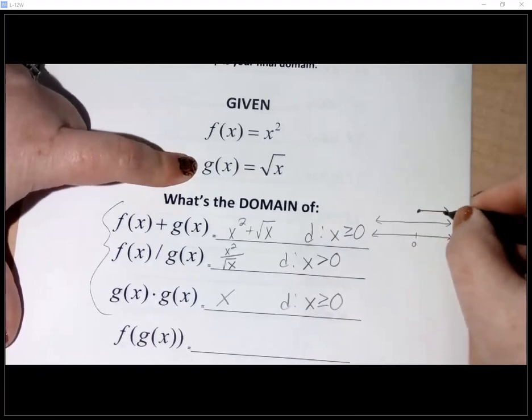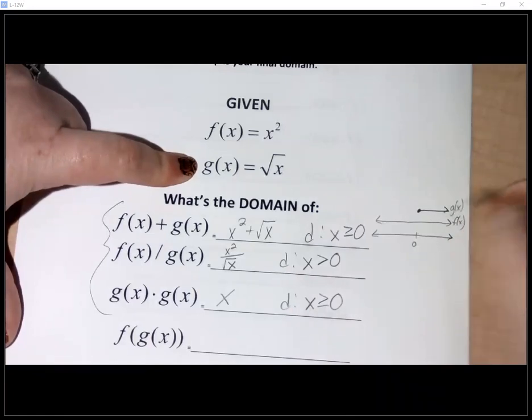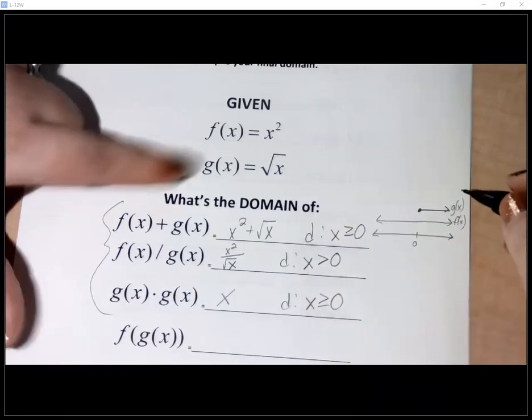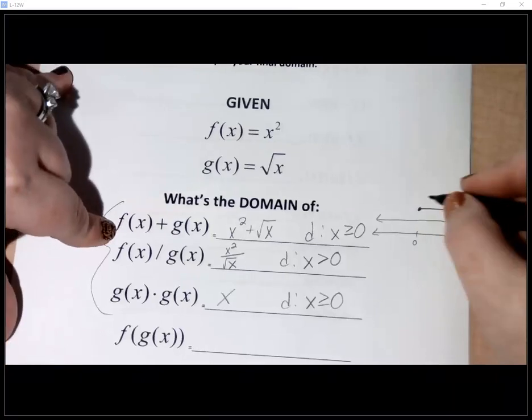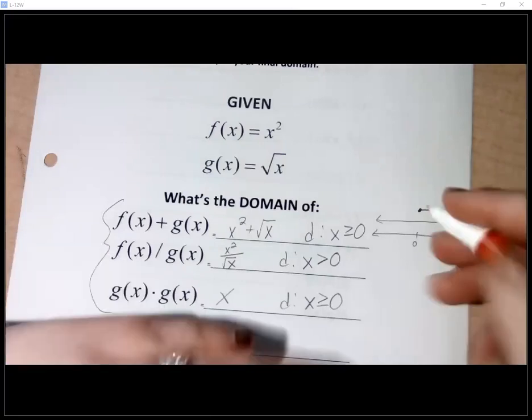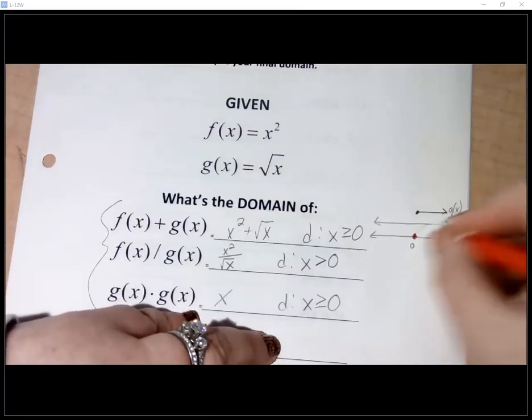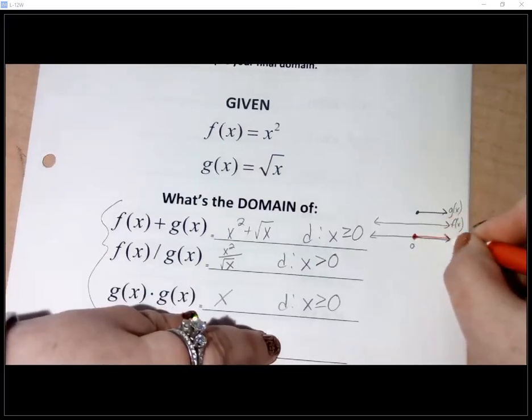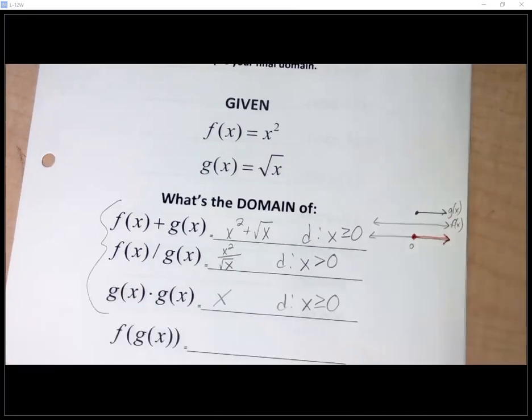So there was my f of x. Here's my g of x. So where they overlap is going to be my domain of f of x plus g of x. And where they would overlap, let me get my other color, would be all here. Okay, so there is my domain for my combined function. We're okay there? All right, let's look at the next one.